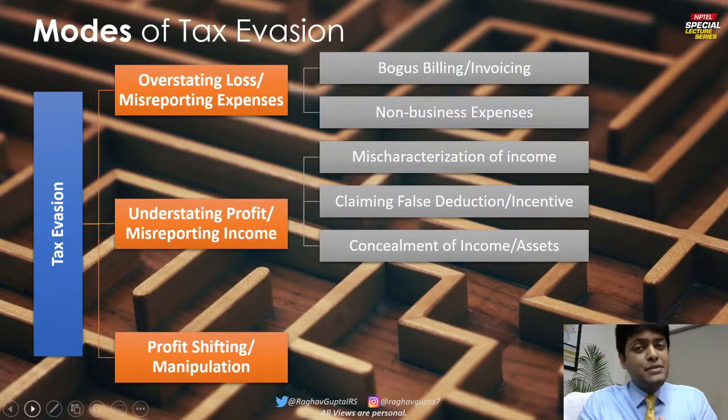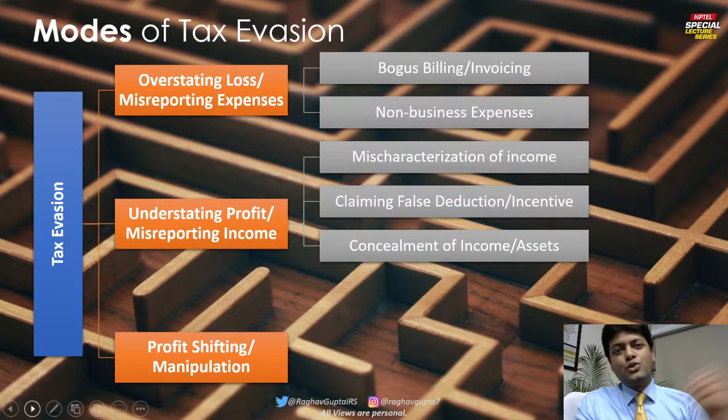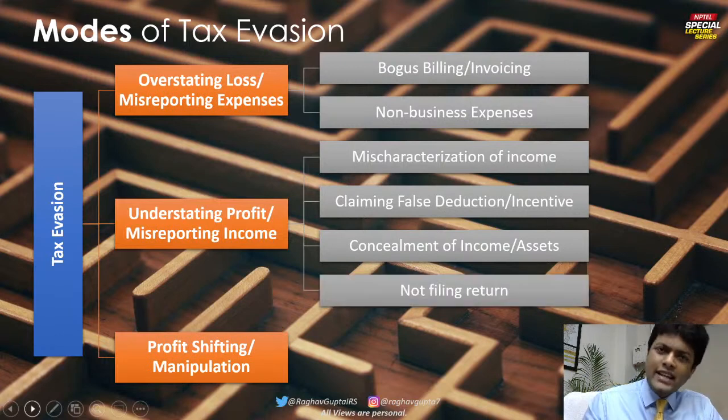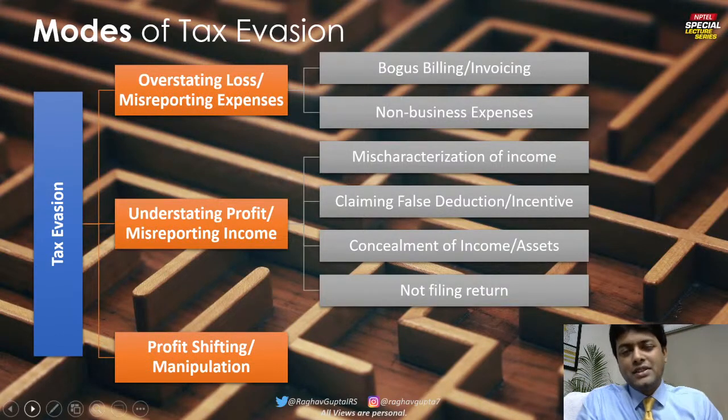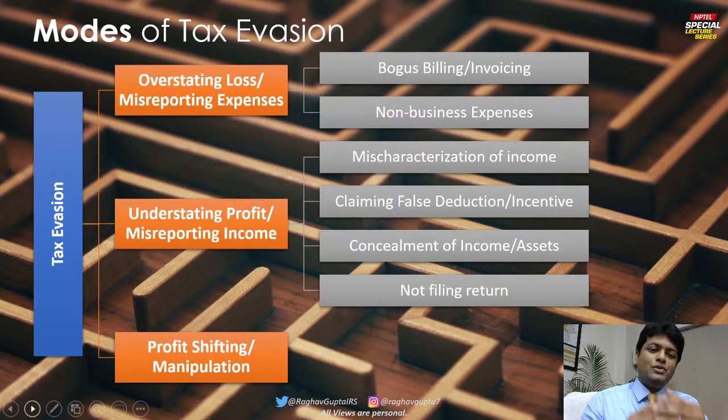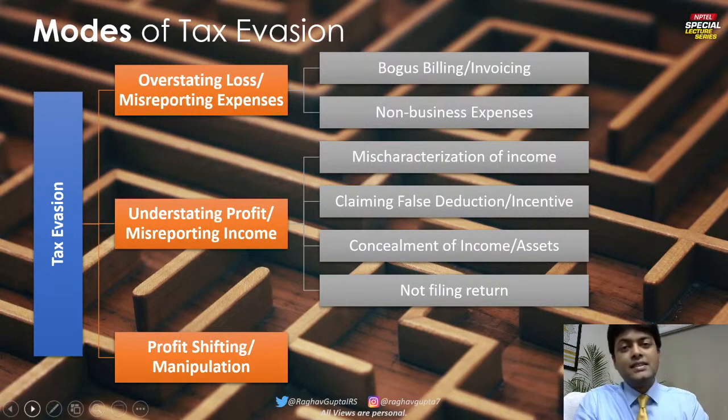The third is concealment of income and assets. And this is pretty straightforward. You do not disclose that particular asset or income which you have earned, and hence do not pay the taxes on it. And the next one is also related, which is not filing your income tax return. It essentially means that if you have earned an income and you are above the tax slab and yet you're not filing your return and hence not paying taxes thereon, that again is understating or misreporting your income.